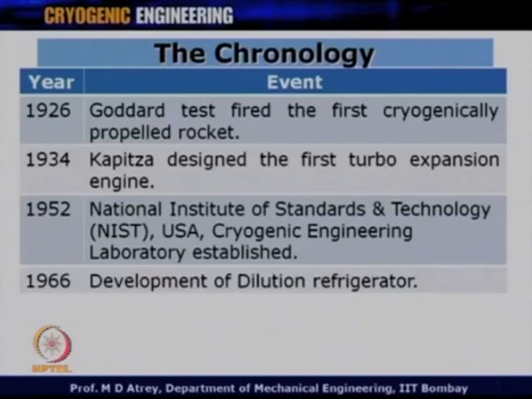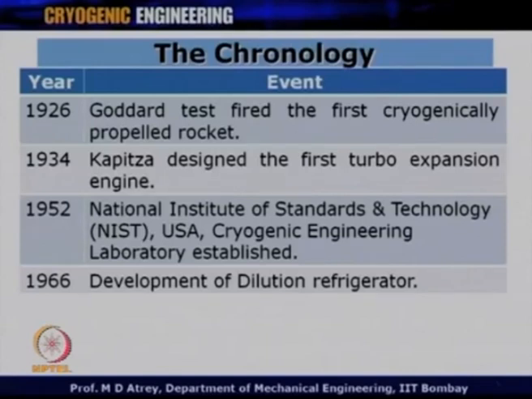Going ahead from here, in 1966 what we got was a development of the dilution refrigerator. Having achieved 4.2 Kelvin liquid helium temperature, scientists started working towards going lower and lower in temperature. As I said, most of the development happened towards lowering of the temperatures, to reach first 4.2 Kelvin and then to go below 4.2 Kelvin.